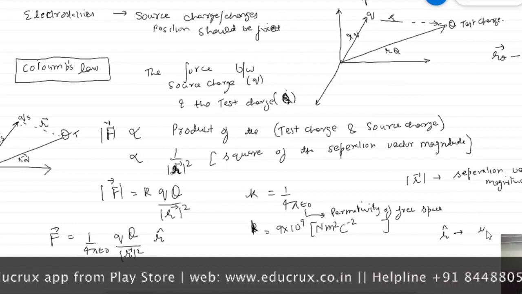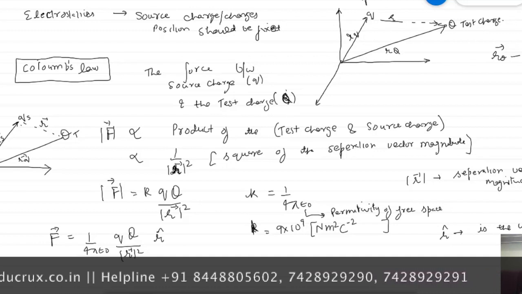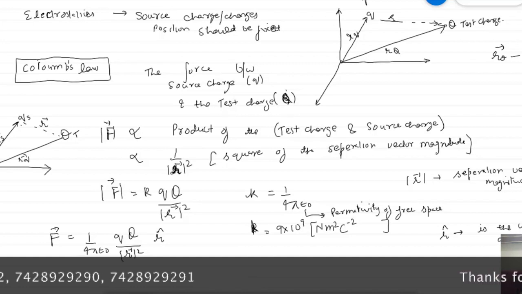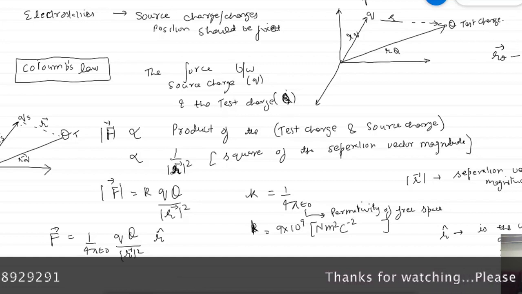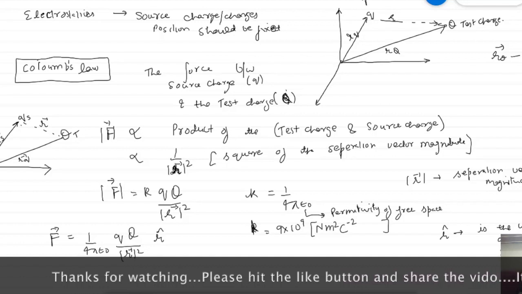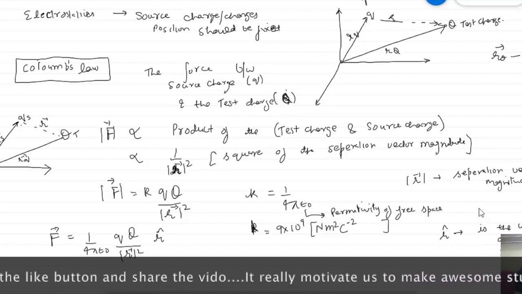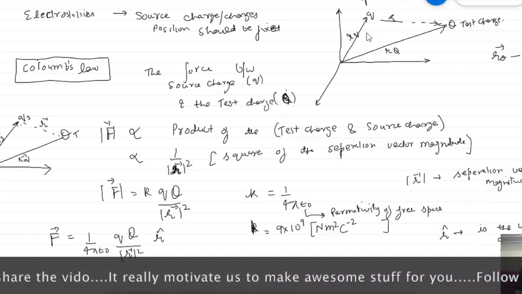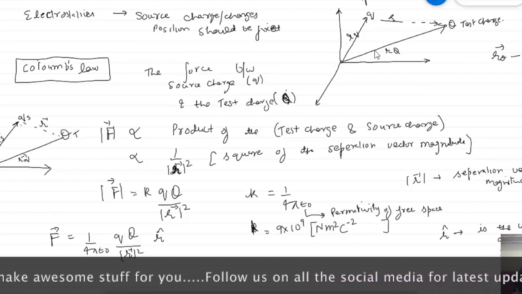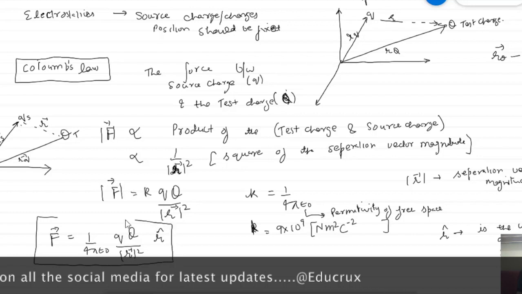R cap is the unit vector along the separation vector. Okay, so R cap is the unit vector along the separation vector, and separation vector is the vector between the source charge and the test charge. So my force is given by this.